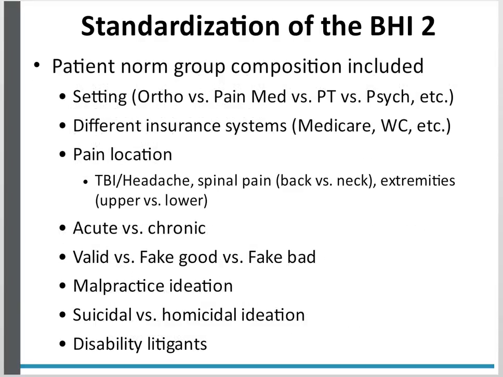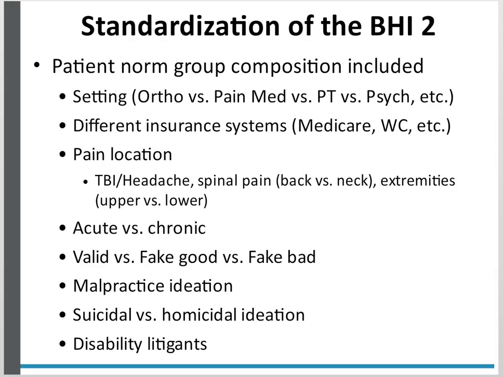The patient norm group was further subdivided by settings such as orthopedic versus pain medicine versus physical therapy, different insurance systems like Medicare versus work comp, by pain location like headache, spinal pain, by acute versus chronic, by valid administrations versus faking good and faking bad, and other variables.